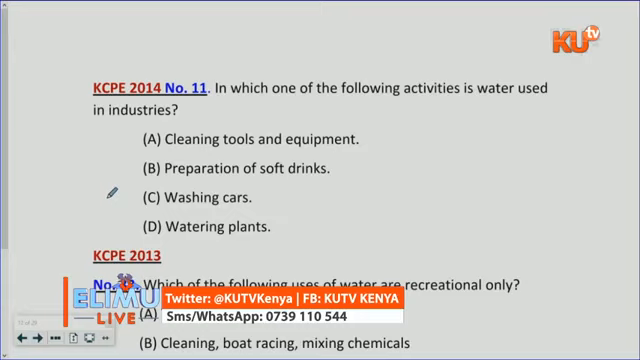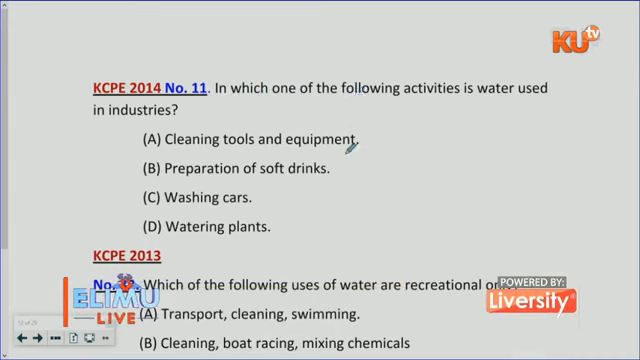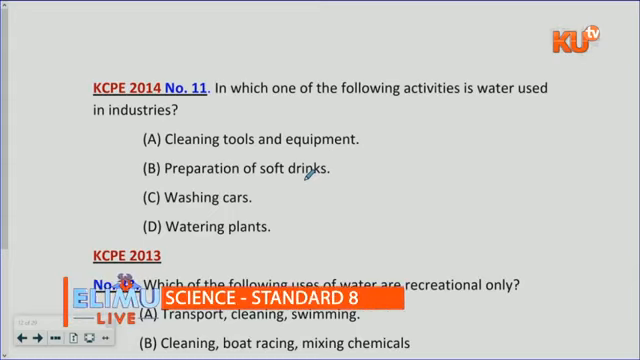The next question, we have got KCPE 2014 number 11. They asked, in which one of the following activities is water used in industries? Again, they asked on industrial uses of water. So choice A, they placed cleaning tools and equipment, preparation of soft drinks, washing cars, watering plants. Which one of the following activities is water used in industries? You can see preparation of soft drinks is there.